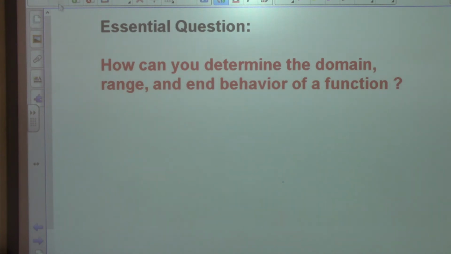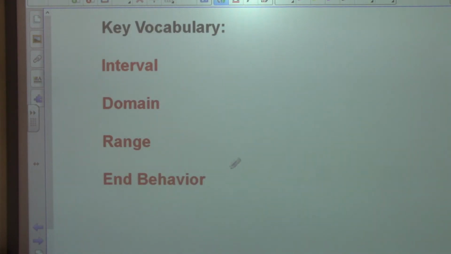The title is chapter 1.1, domain, range, and end behavior. That would be a good title. That's all we need to deal with here. We're going to go over some key vocabulary today, and mostly we're going to start talking about intervals, what an interval is. We may not get much farther than that.